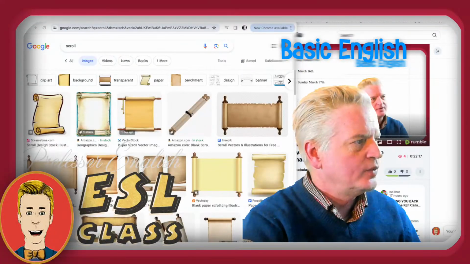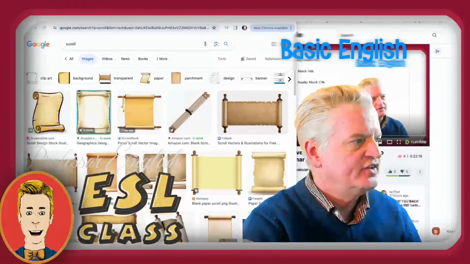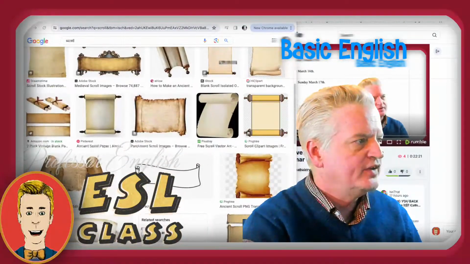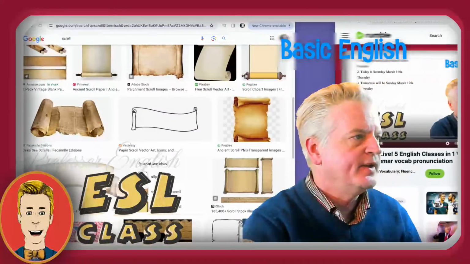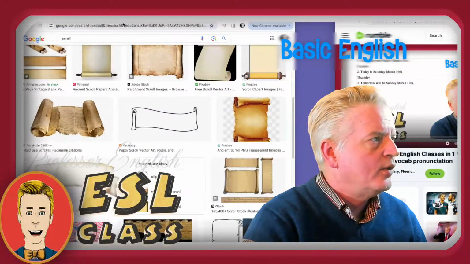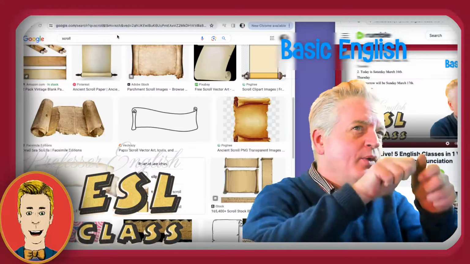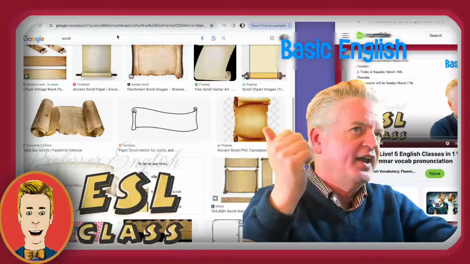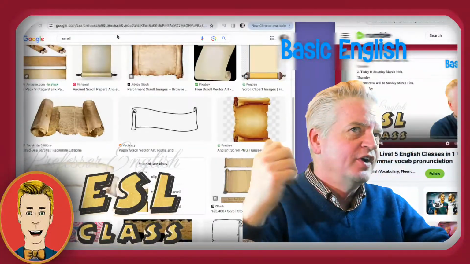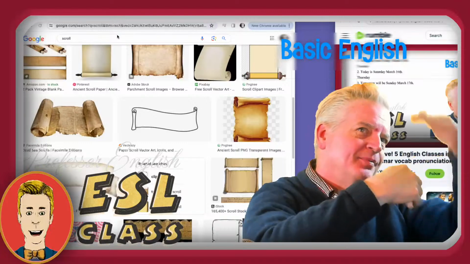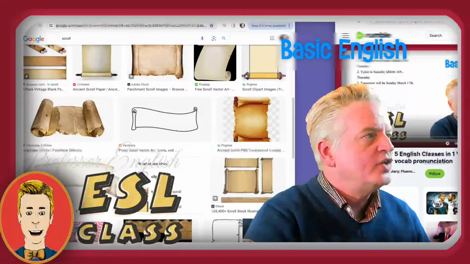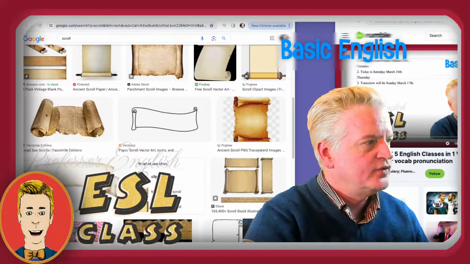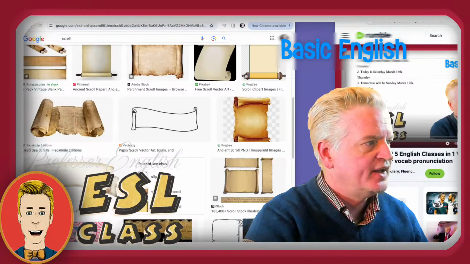If you don't know what a scroll is, really, this is a scroll. These are an old-fashioned picture of a scroll. Now, if you think about what scroll could mean as a verb, it's like turning something and seeing something at the same time. So actually, this is a very useful phrasal verb for the internet.